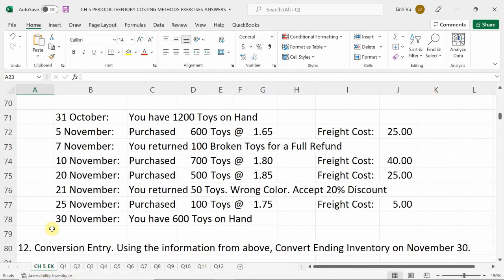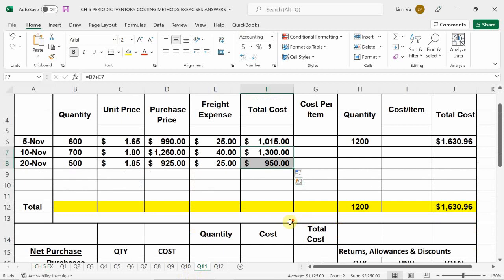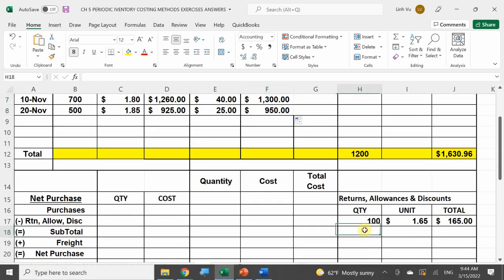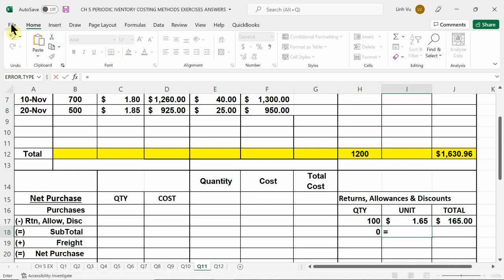Then on the 21st of November, we end up returning 50 toys. They were the wrong color, willing to accept a 20% discount. So 50 toys, wrong color, willing to accept a 20% discount. Okay. So in this case, are we actually returning the product? No. However, how much did it cost me per item?